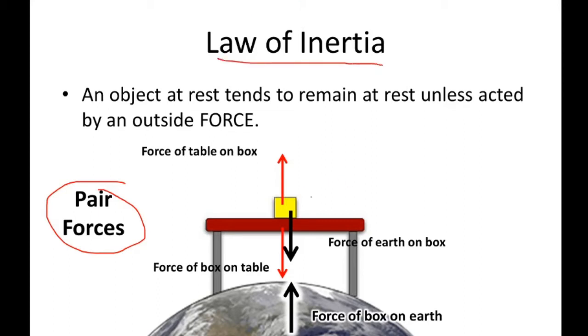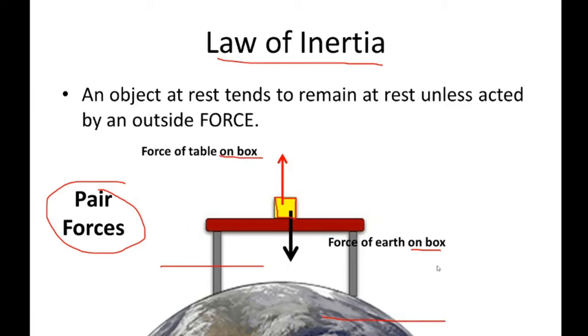So let us now focus on the forces acting on the box. Acting on the box. So this one is from the table and this one is from Earth. There are now two forces acting on the box: the force of the table on the box and the force of Earth on the box.